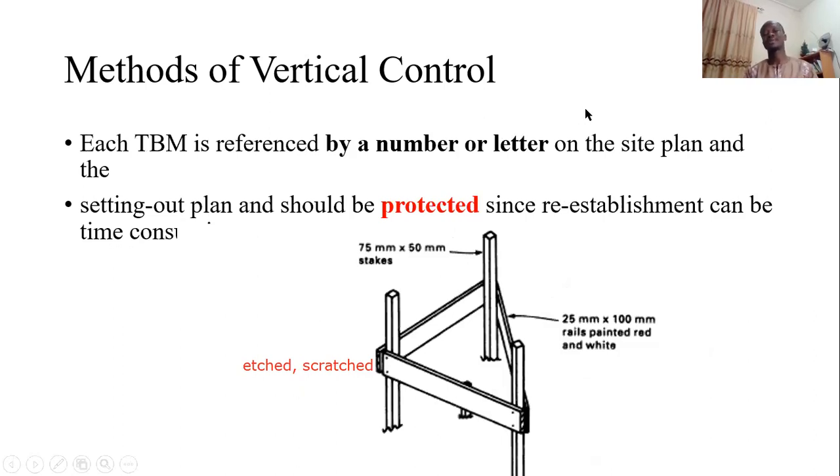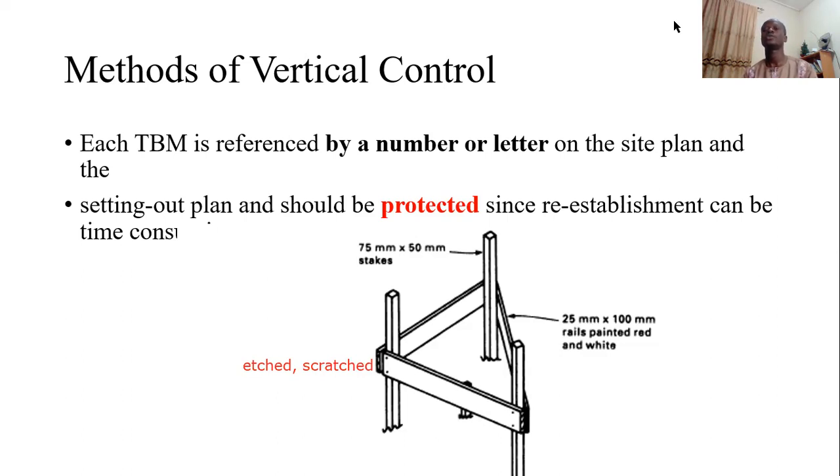The TBM is referenced by a number or a letter, and this number should be unique. It should be on the site plan. You can't be calling it P2 here and have another P2 in another place. That is when you get into trouble, and you start realizing how childish you've been if you don't check. So you need to reference it by number or letter on the site plan and the setting out plan.